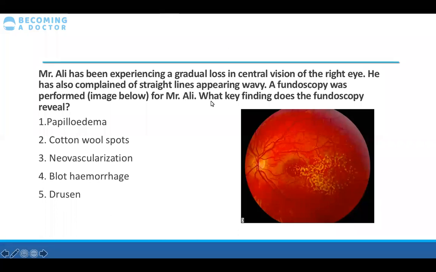Just going to bring up the poll for you guys. So again, it's a bit of a tricky question because we don't see a lot of fundoscopies, but just have a guess and see if you can figure out what it is.